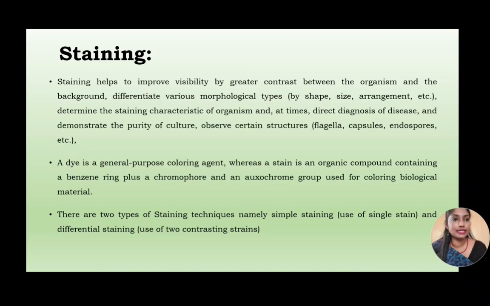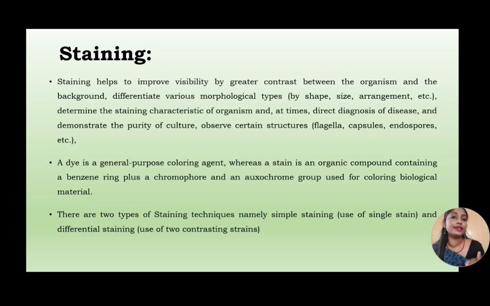And the next step is staining. Once we get a thin section, then it can be stained. So the section is placed on the glass slide and it is subject to staining. What is the advantage of staining? It helps to improve the visibility by greater contrast between the organism and the background, so that we can differentiate various morphological types. We can determine the staining characteristics of the organism, and also at times it can help in the direct diagnosis of the disease. We can demonstrate the purity of culture. We can also observe certain structures like flagella and so on.